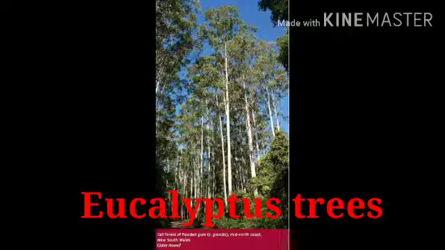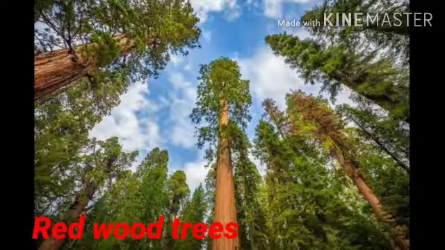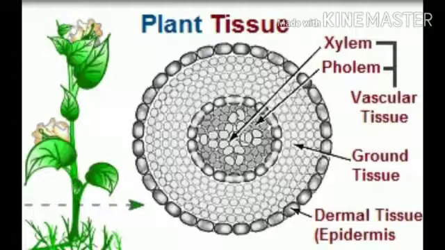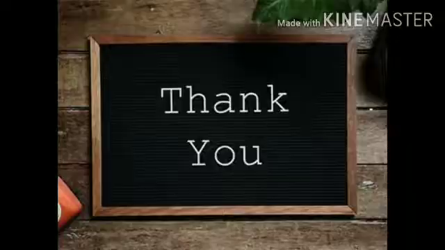The xylem conducts the water and minerals up to great heights, nearly 200 feet in the eucalyptus tree and nearly 330 feet in the redwood trees. Up to that height, water and salts are to be transported from the ground. And we have learned different types of tissues in plants, their arrangements and their functions in this lesson. Thank you.